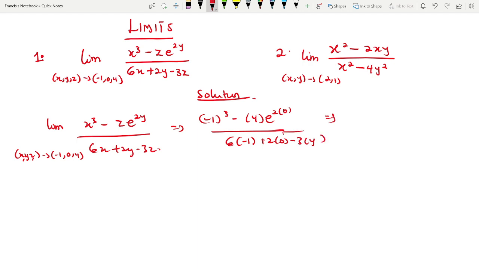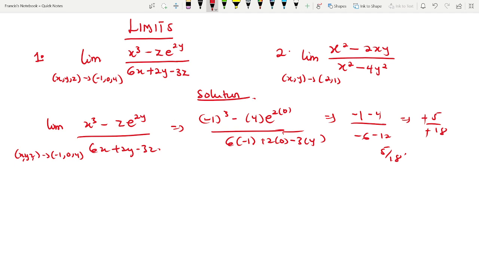At this point, this will give me -1. This is e to the power 0, so 1, so minus 4, over -6. 2 by 0 is 0, then I'll have minus 12, okay? So this is -5 over -18, right? Once I have -5 over -18, I can cancel the negatives and I'll get 5 over 18. So you can clearly see that this limit exists and the limit is given as 5 out of 18.